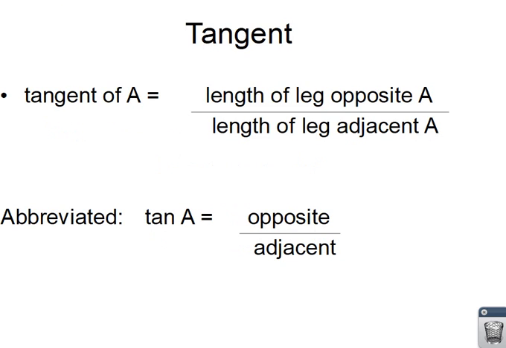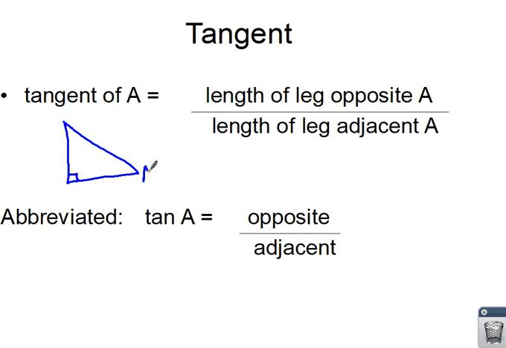The tangent. This is given a right triangle, so you have a right triangle, you've got legs and hypotenuse. So the tangent ratio of A is the length of the leg opposite A over the length of the leg adjacent to A.